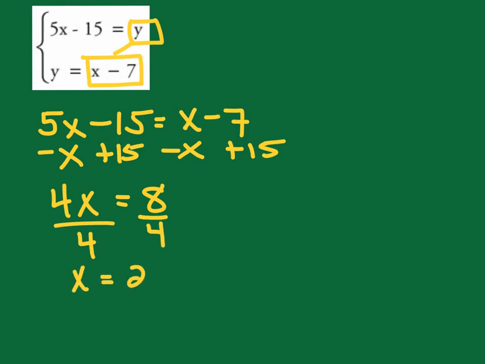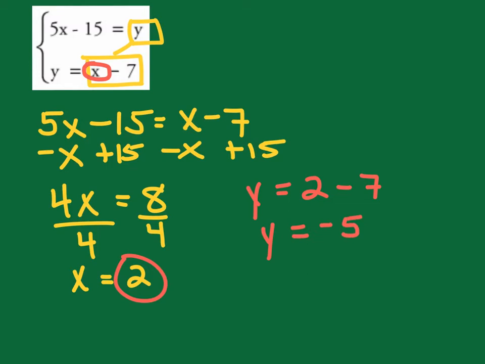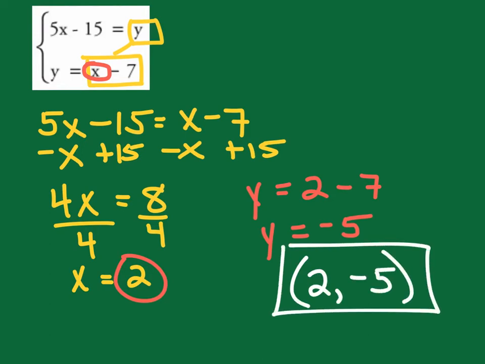Again, that's not my final answer. I now have to take that and plug it into one of the equations. I definitely think the second equation is easier, so that's where I'm going to plug it in. So I have y equals, instead of writing x, I'm substituting in a 2, and I get y equals negative 5. So my final answer is an ordered pair. X always comes first. 2 comma negative 5. Again, that means that these two linear functions intersect at one point.